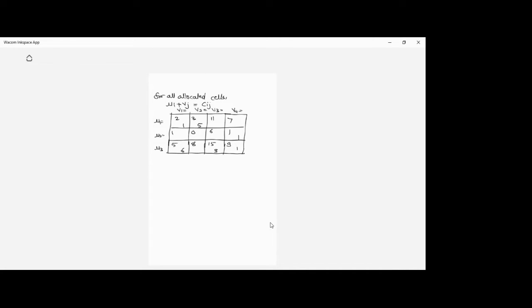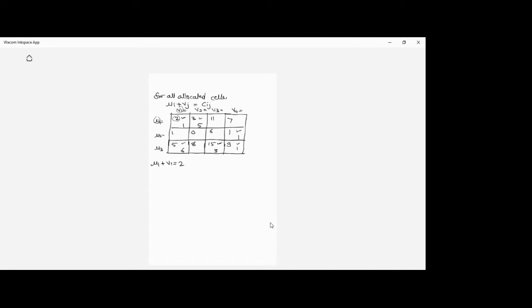So now what we are going to do is, for all allocated cells. Which are the allocated cells? This is the allocated cell, this is the allocated cell, this is the allocated cell, this is the allocated cell, this is the allocated cell, and this is the allocated cell. So what we can write for all this, for the first allocated cell, u1 plus v1, right? So this u1 plus v1 is equal to what? It is equal to 2, right? So this is equal to 2.